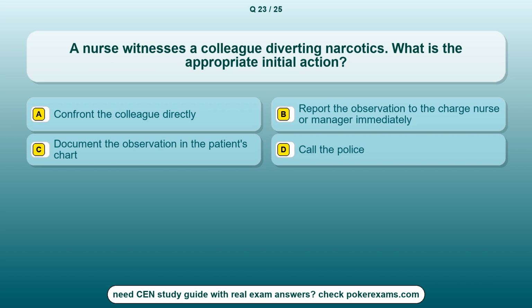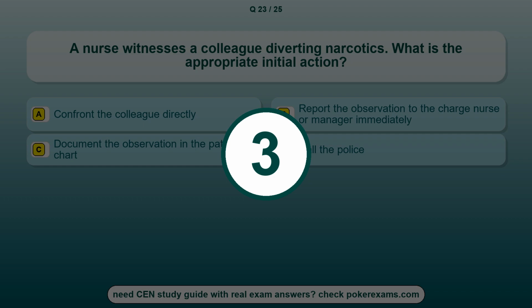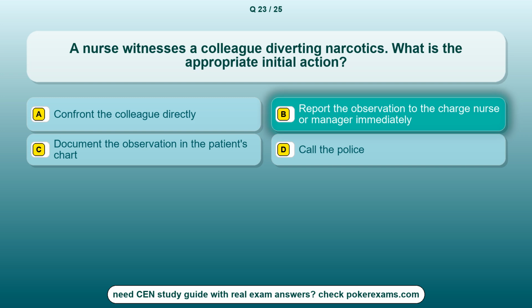Question 23. A nurse witnesses a colleague diverting narcotics. What is the appropriate initial action? Option A, confront the colleague directly. Option B, report the observation to the charge nurse or manager immediately. Option C, document the observation in the patient's chart. Option D, call the police. The correct answer is option B. Report the observation to the charge nurse or manager immediately.